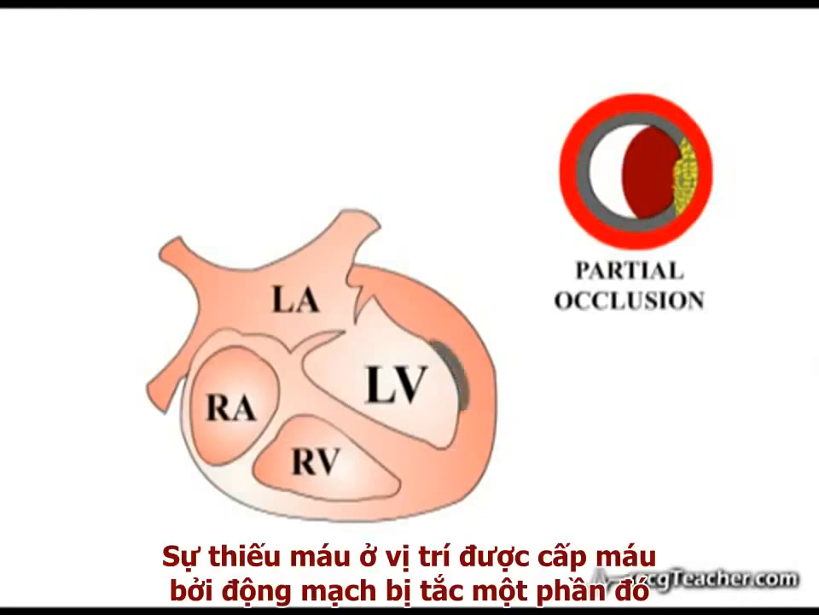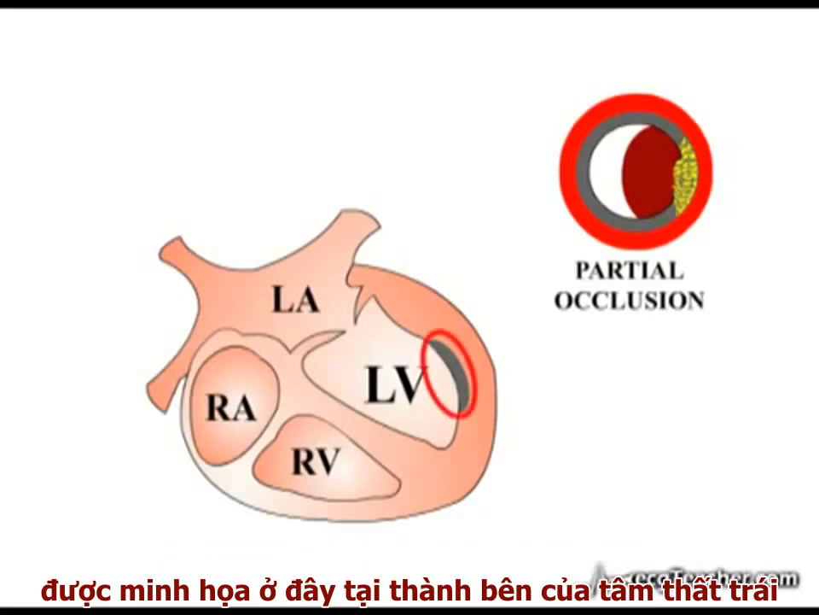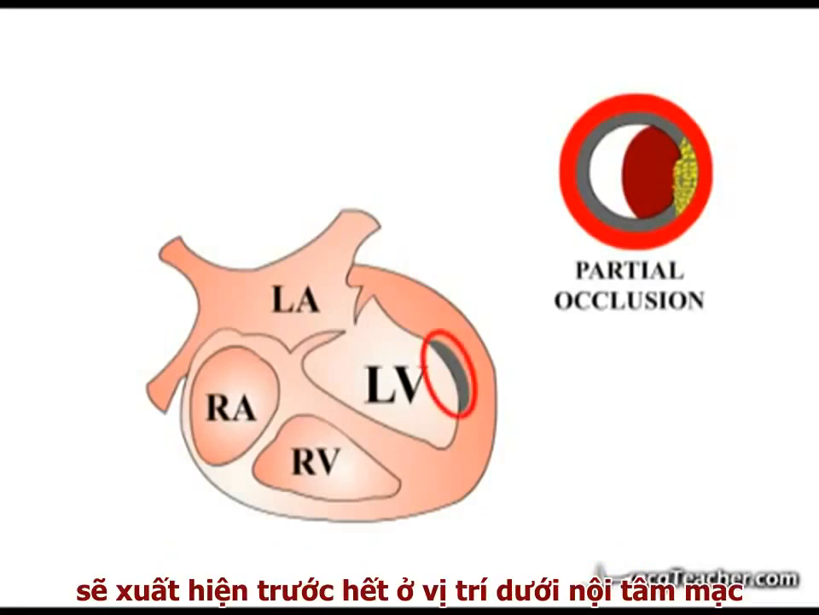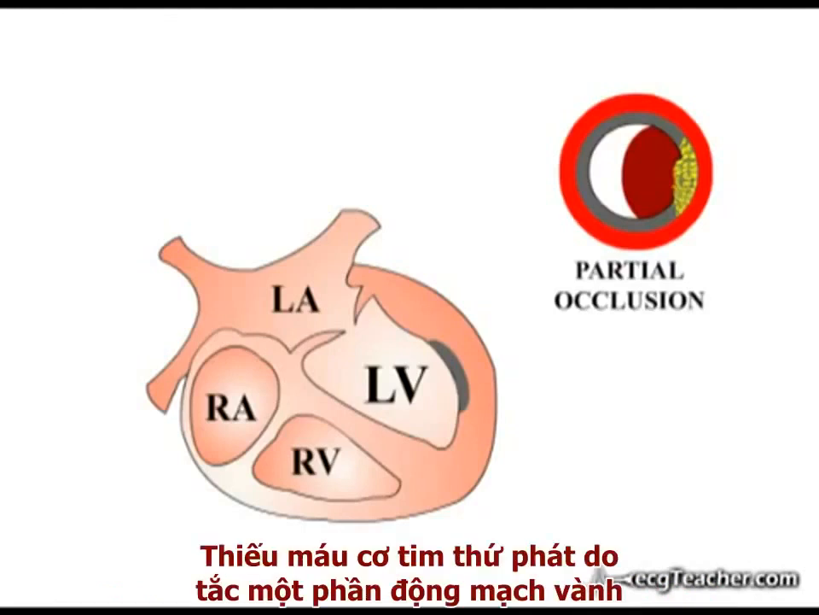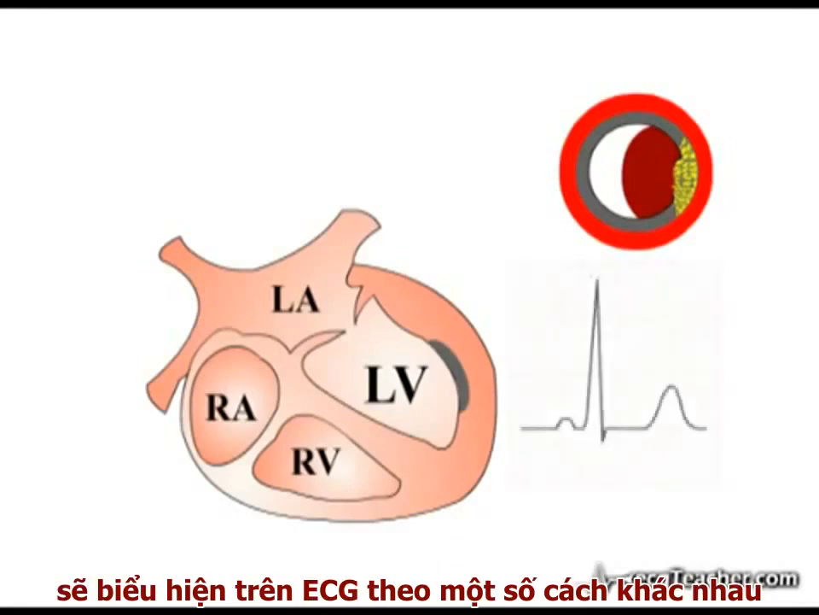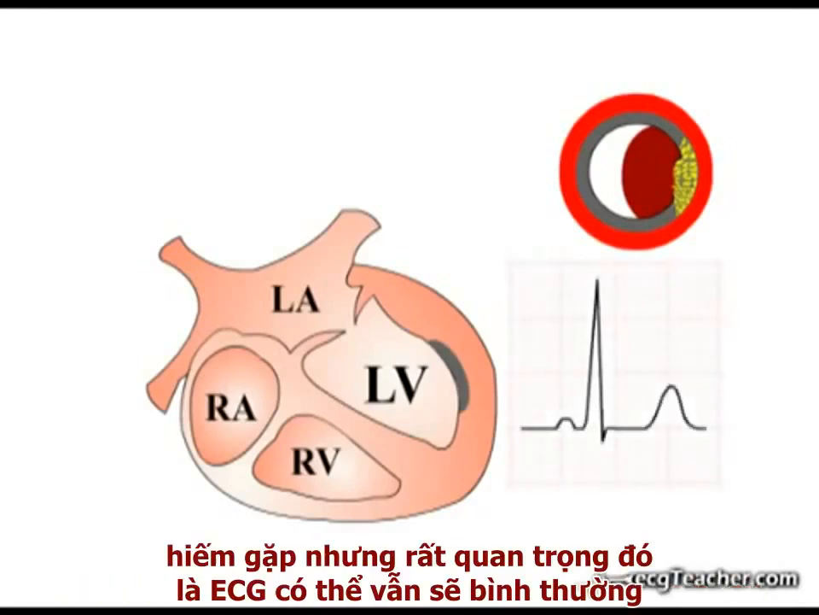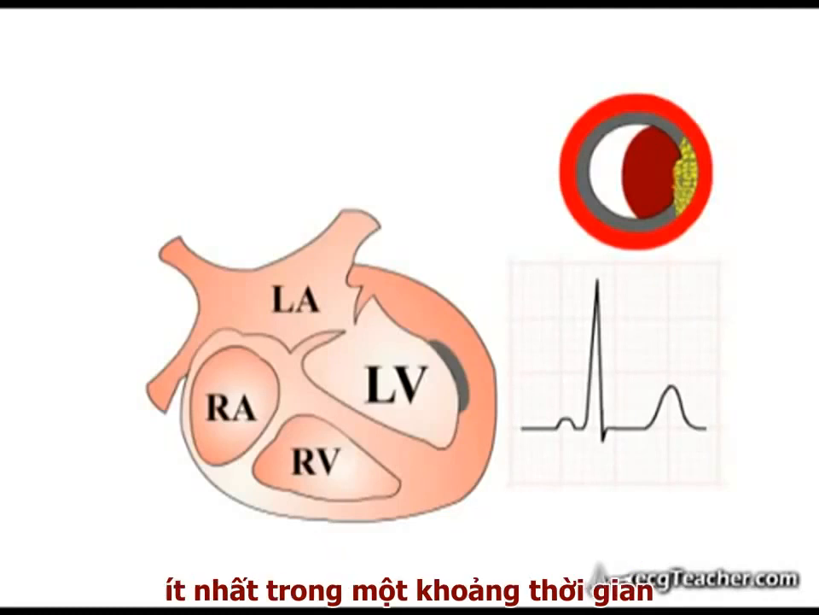Ischemia in the area supplied by the partially occluded vessel, illustrated here in the lateral wall of the left ventricle, is primarily targeted on the subendocardial aspect of the affected region. In the great majority of these cases, this does not result in ST segment elevation on the ECG. Myocardial ischemia secondary to partial occlusion of a coronary arterial vessel manifests on the ECG in a number of different ways. Rarely, but importantly, the ECG may remain normal, at least for a time.